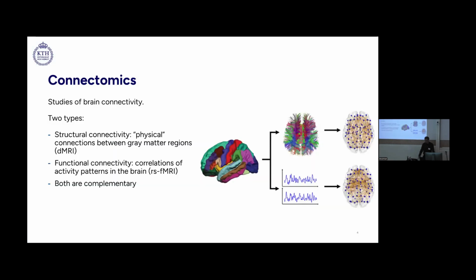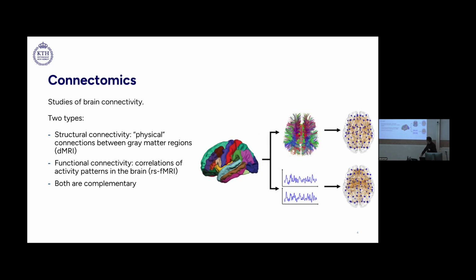So maybe this is very well known by this audience, but this is a generic slide for putting everything into context. So then it's connectomics. There are two types of connectomics. One tries to map the physical connections between the different regions in the gray matter, and for that you use diffusion MRI. But as we just heard from the previous talk, you can also have functional connectivity and do very fancy stuff, as you heard, with fMRI or resting-state fMRI.